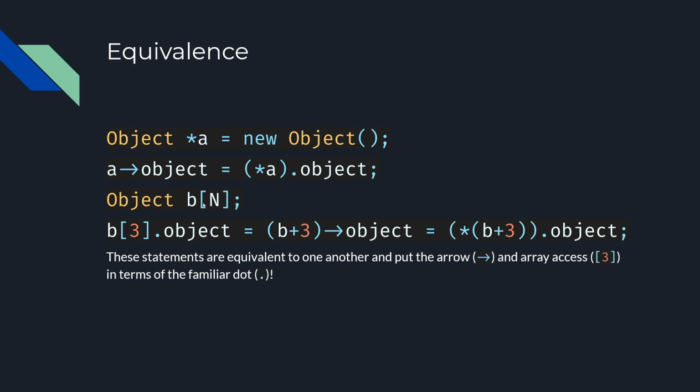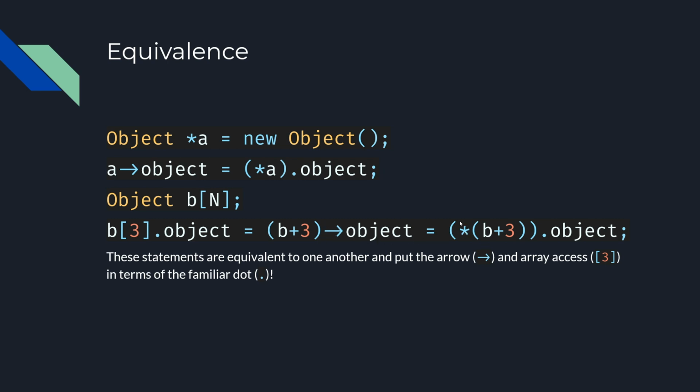Okay, now the brackets, they actually can be broken down as well. With the brackets, we could do B[3].object. This is the same thing as doing (B + 3)->object. B is a pointer. So if we add 3 to it, it moves 3 elements through our array and gives us back a pointer. We can use the arrow because we're trying to access something within a pointer to get to the object.